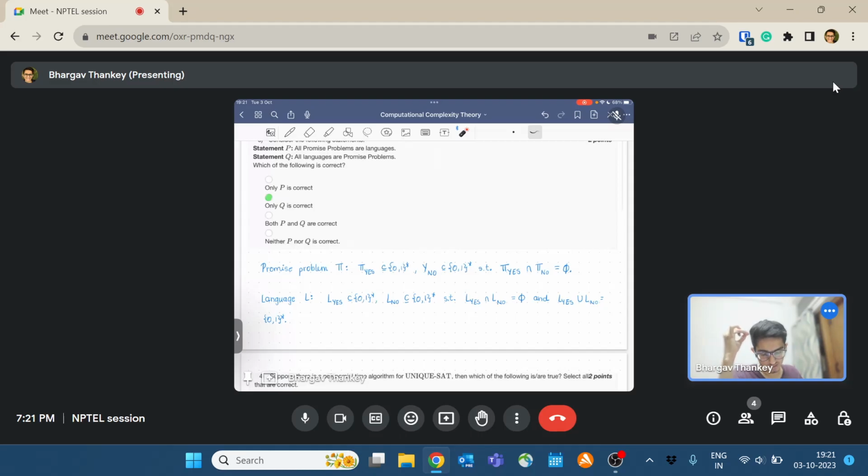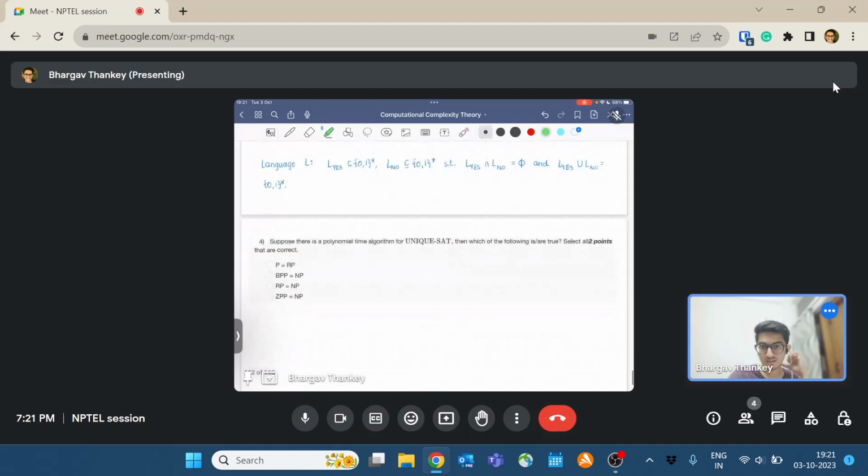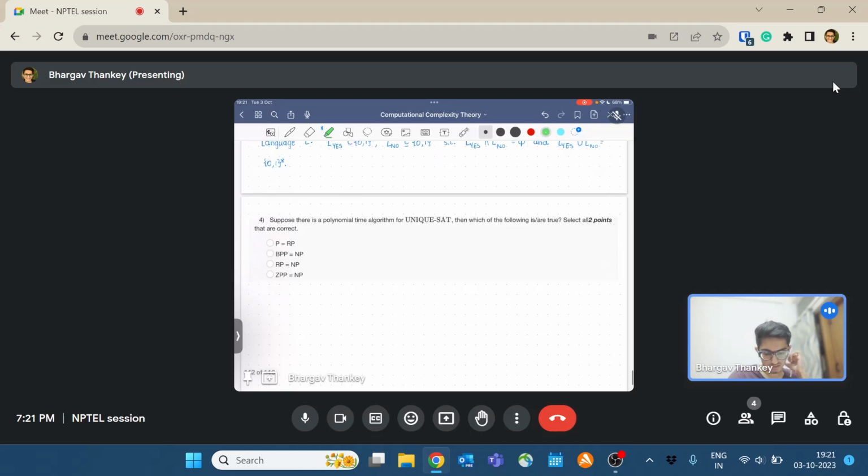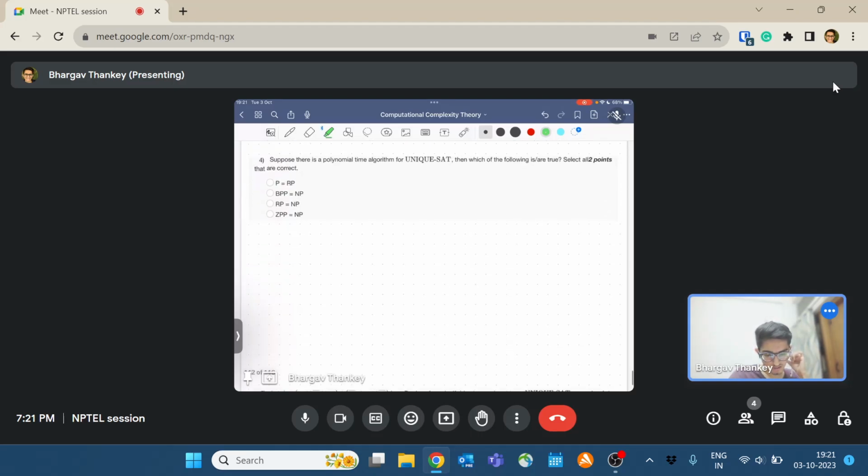Okay, so if this is fine, then let's look at the next problem. Suppose there is a polynomial time algorithm for unique SAT, then which of the following is or are true? Select all that are correct. P equals RP, BPP equals NP, RP equals NP, and ZPP equals NP. So which of these would be correct? C. Yes, C is correct. And the reason is this.